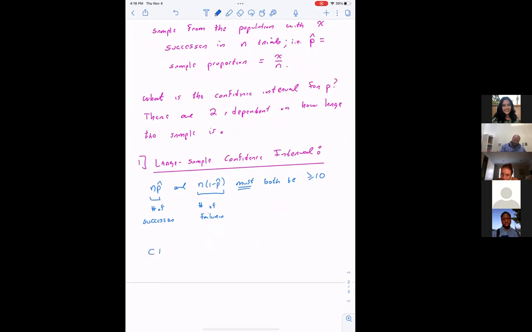And what is the confidence interval? Well, it's centered at my value, p hat, just like my confidence interval for means is centered at my sample value, plus or minus z star times the square root of p hat times 1 minus p hat over n. Again, not deriving it, just giving it. The large sample confidence interval.